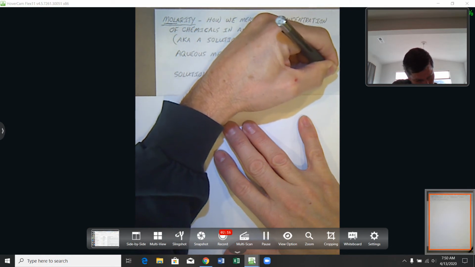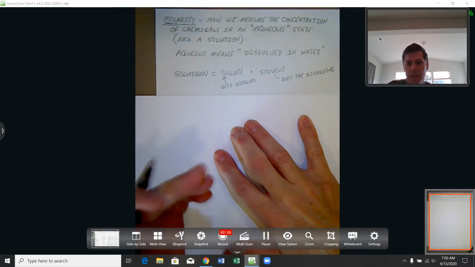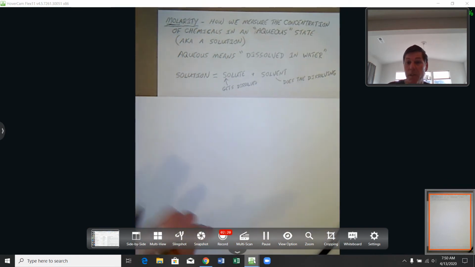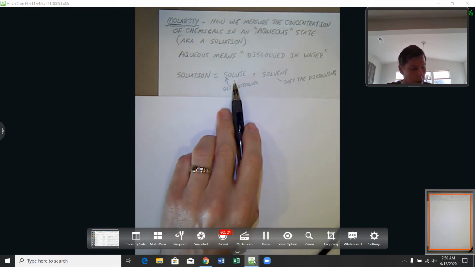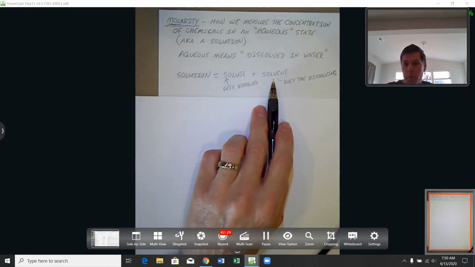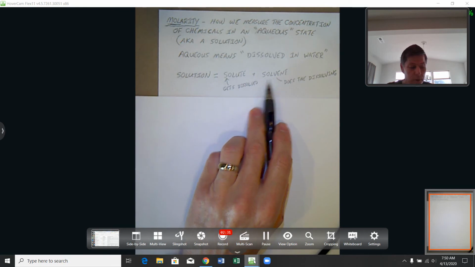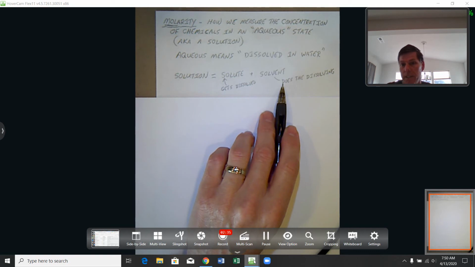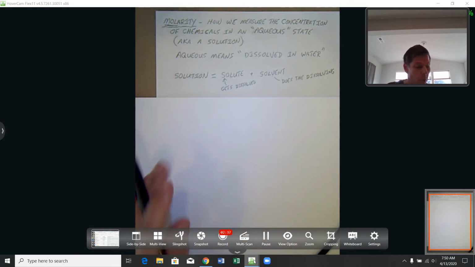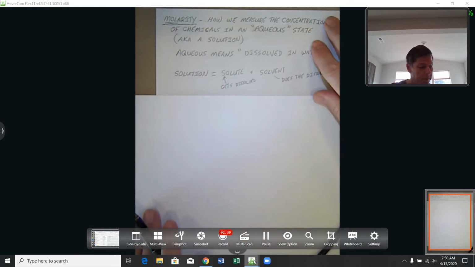Now that can be true for anything. It doesn't have to be something dissolved in water. If you think about it, I'm going to make chocolate milk. The chocolate milk powder, the solute, gets dissolved in the milk, which would be our solvent. Salt water, we have the salt, the solute, dissolved in water, which is the solvent. It works that same way, and that's what a solution is.